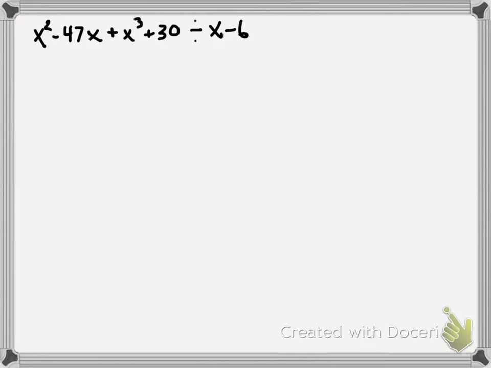In my next example, I want you to take a look. We've got x squared, 47x, x to the third. Wait a minute, I had x squared and now I have x to the third. So this one already got a little bit tricky in that they have it written in the wrong order. We have to have it in the correct order to do the problem. So the first thing I am going to do is reorder: x to the third, then x squared, then 47x, and then plus 30. We are dividing it by x minus 6.